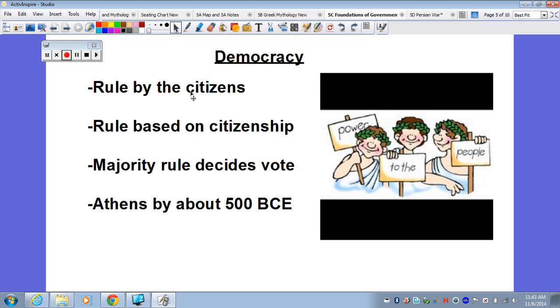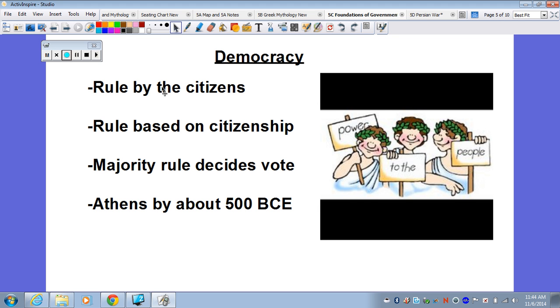And then the last one that we all are familiar with is democracy, which means the citizens of each city-state will get together and vote on things, and the majority rule will be what they go with. Whatever the majority of citizens decide, that's what will be in place. That's the system they'll go with. And we'll see this in Athens by about 500 BCE.